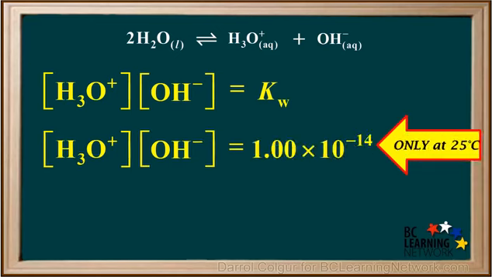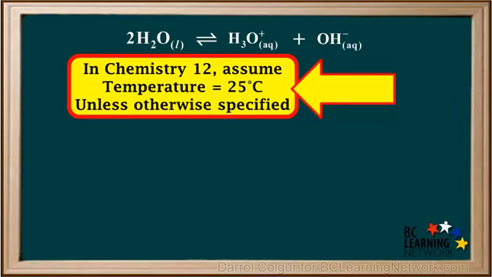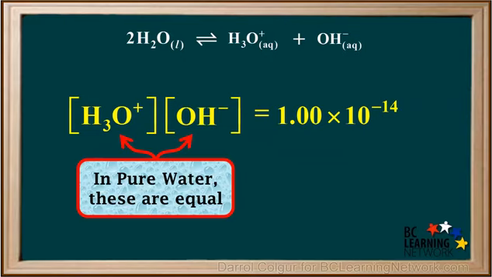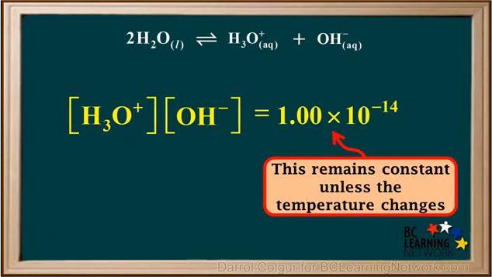However, the concentration of H3O+ times OH- is equal to 1 times 10 to the negative 14th only at 25 degrees. In Chemistry 12, we can assume that the temperature is 25 degrees unless a different temperature is specified. So unless a temperature other than 25 degrees is specified, we can assume that the product of hydronium and hydroxide ion concentrations is 1 times 10 to the negative 14th. In pure water, which is neutral, the hydronium ion concentration and the hydroxide ion concentration are equal. And unless the temperature changes, this value of 1 times 10 to the negative 14th remains constant.